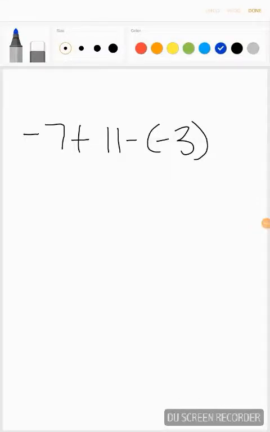So we're going to solve. So now we're just using order of operations. Since it's just adding and subtracting, we're going to start with the first two numbers. So the first two numbers is negative 7 plus 11. Adding rules, if they're different signs, we're going to subtract. 11 minus 7 is 4. 11 has the largest absolute value, so we're going to keep the positive.